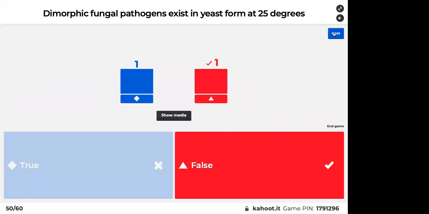Yep, so I accidentally went through the answer just before. But what was the question? Dimorphic fungi exist in yeast form at 25 degrees. So at 25 degrees, they don't exist in yeast form, they exist as a mold. So the answer there would be false.